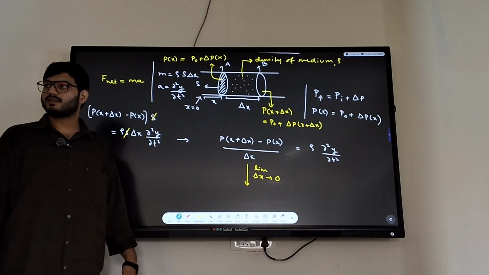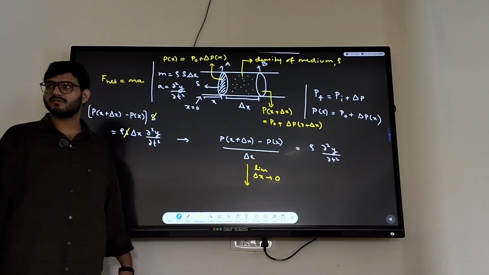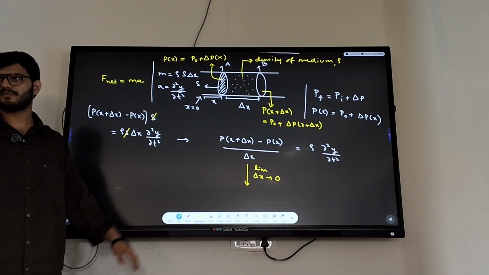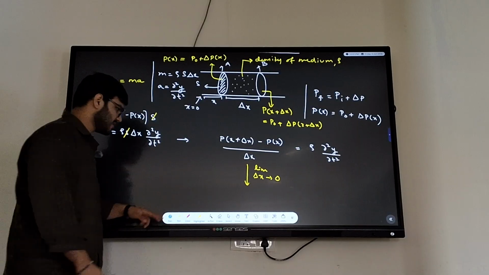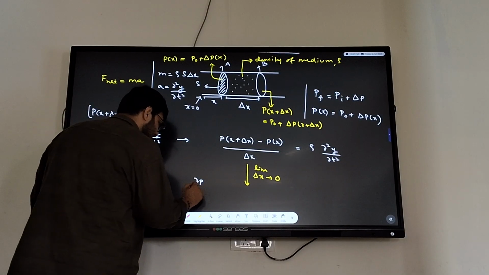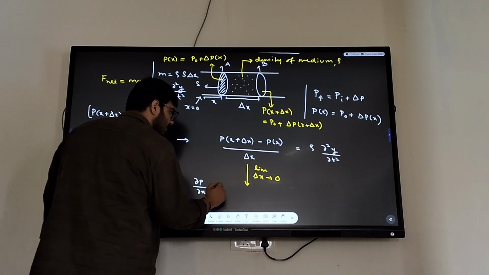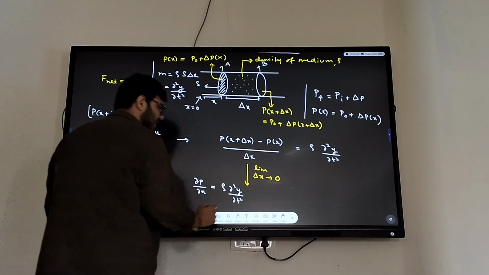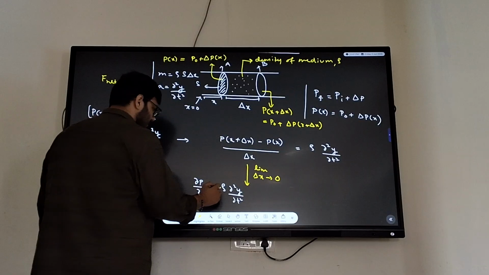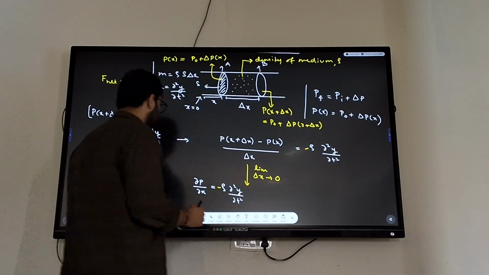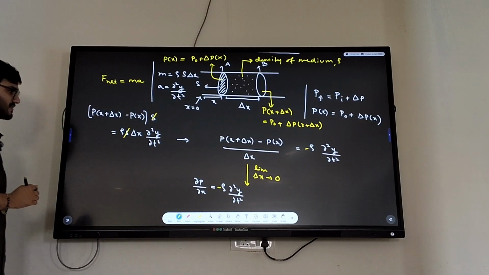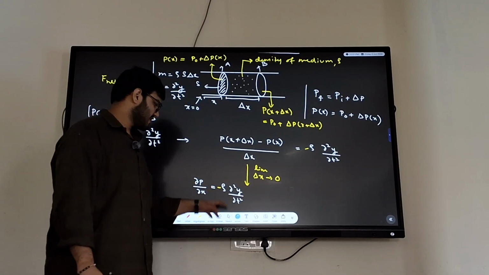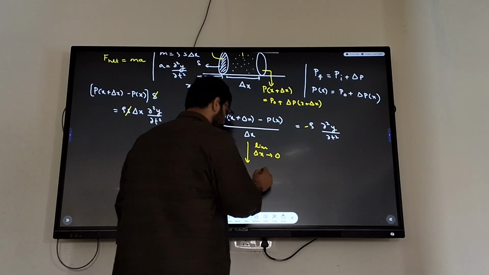That's differentiation. But what differentiation? Partial. Why? Because pressure also depends on time. I have not written it, but obviously it does. So this will become partial p by partial x, which is equal to rho del 2 y by del t2. There must be a negative sign. I am missing it right now. Let it be for now, I will try to justify it later. Anyways, del p by del x, we found it to be this.